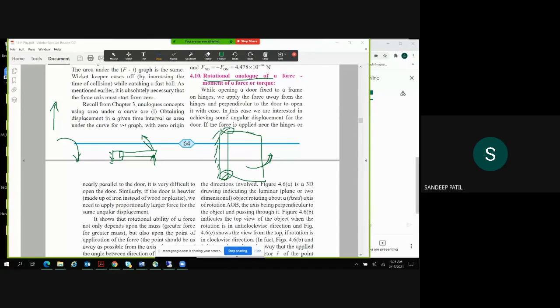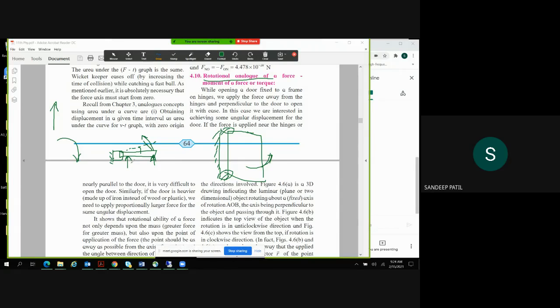In this case, we are interested in achieving some angular displacement for a door. So we see the angular displacement, right? So this is the angular displacement. If the force is applied near the hinges or nearly parallel to the door, it is very difficult to open the door. So try it at your home or anywhere. Now you are opening the door from here, right? Try to put force here and try to open it, you may need more force.